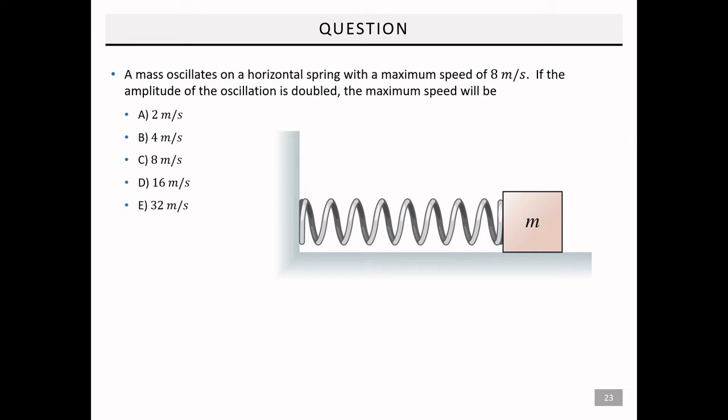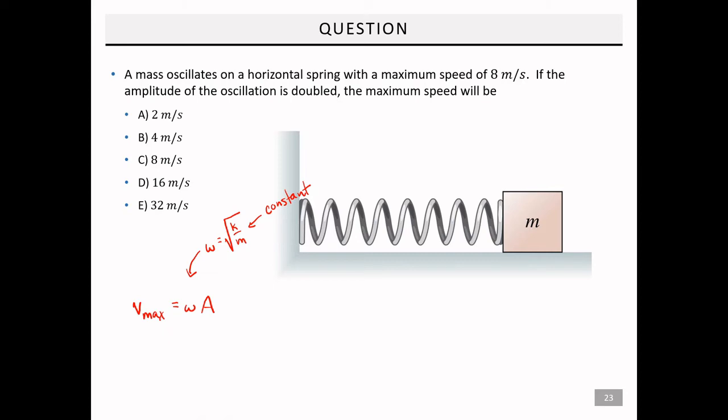So this is an application of that last equation we saw on the previous slide. You have that the maximum velocity is equal to omega times A, and if you break down omega, you have that it is equal to the square root of K over m. Notice that K is a constant and m is also a constant. So omega for this problem is constant.